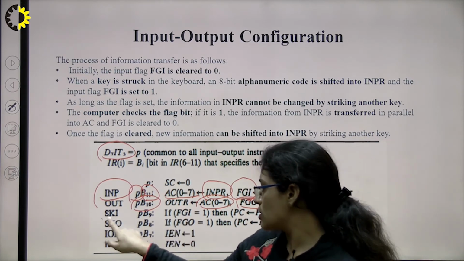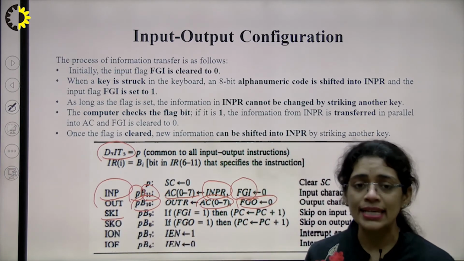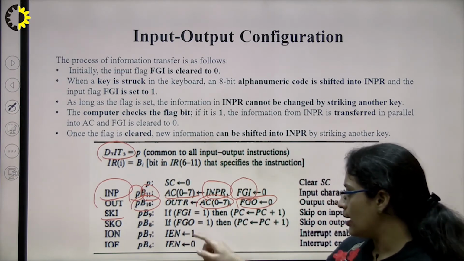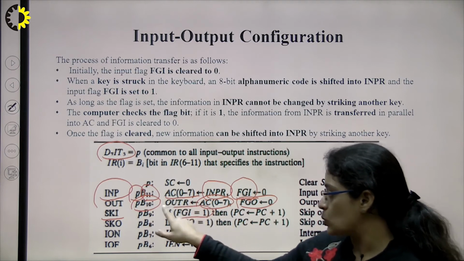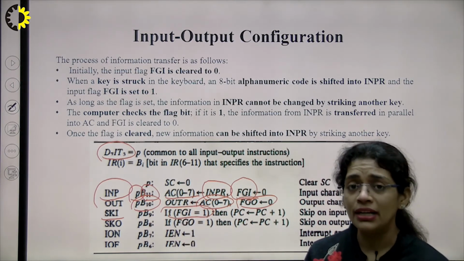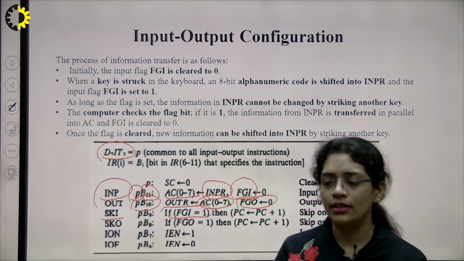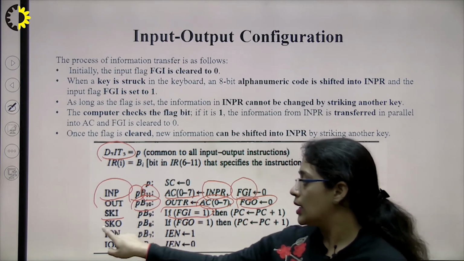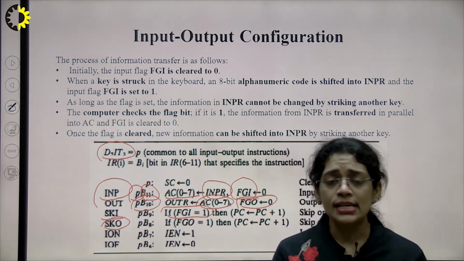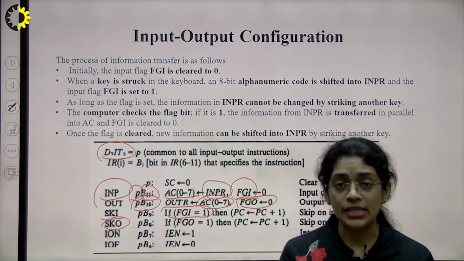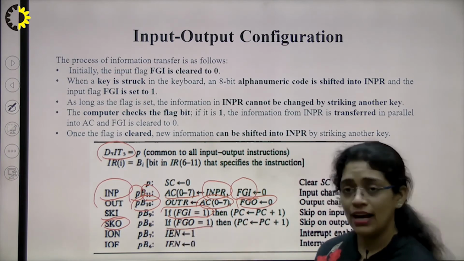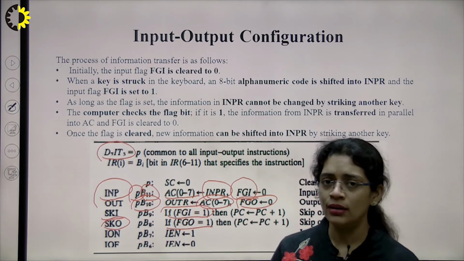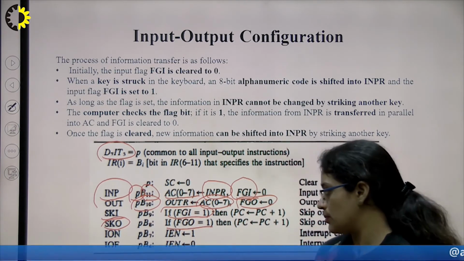Now the other instructions are SKI, which says skip on input flag, right? When you just want to skip, if your flag is 1, then you're incrementing your PC by 1, that means you don't want to execute this instruction, you're moving to the next instruction. Now SKO says skip if the output flag is 1. If the output flag value is 1, then in that case you will be incrementing PC by 1 just to point to the next instruction.